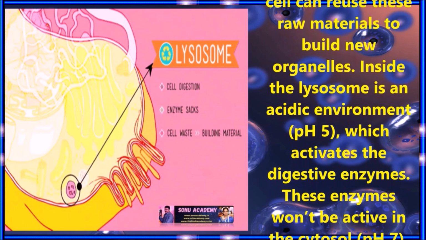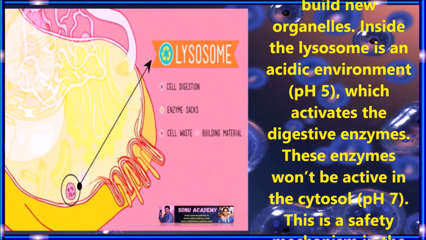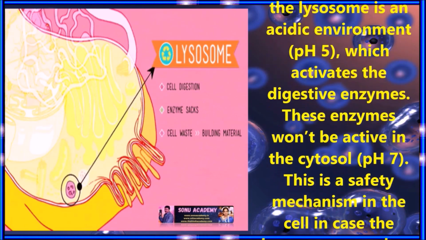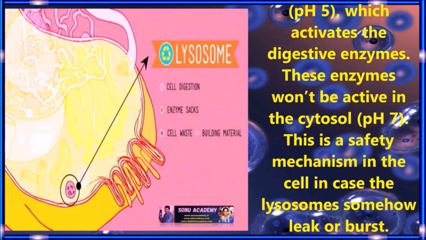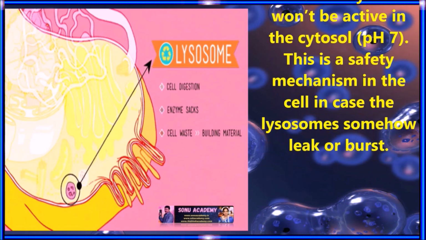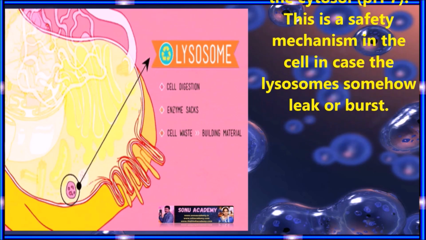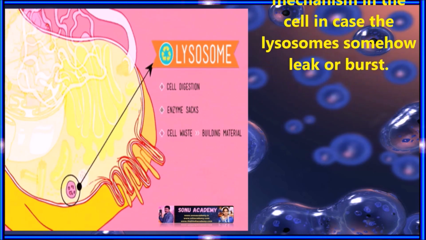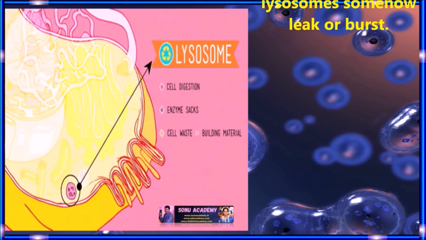Inside the lysosome is an acidic environment which activates the digestive enzymes. These enzymes won't be active in the cytosol, at pH 7. This is a safety mechanism in the cell in case the lysosomes somehow leak or burst.